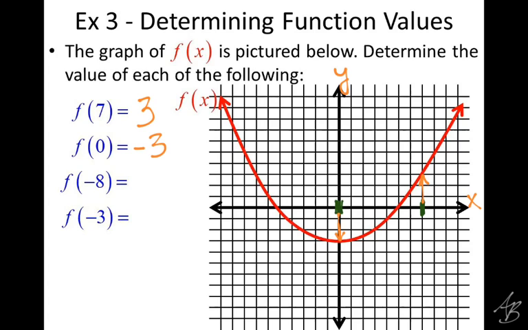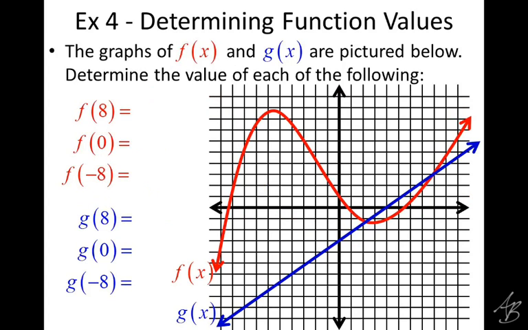All right, f of negative 8. Where is x equals negative 8? We go left 8. So on the x-axis, here's negative 8. And then to get to the function, we have to go up 5. So f of negative 8 is 5. Positive 5, right? And then f of negative 3, we go to negative 3 on the x-axis, which is here. And to get to the function, we go down 2. So f of negative 3 is negative 2. It's almost too easy, right?